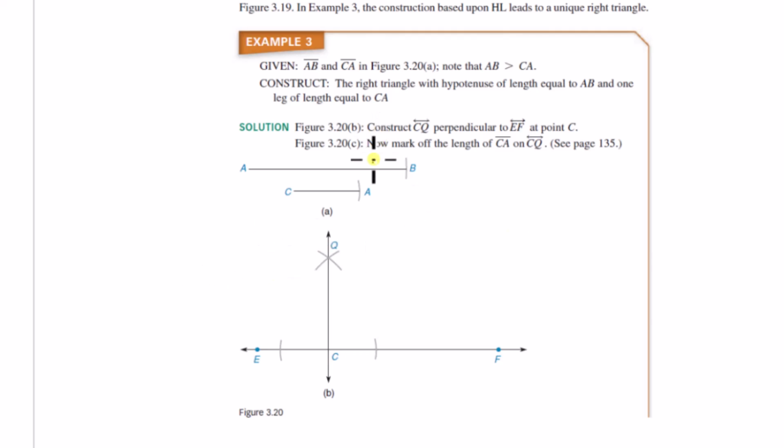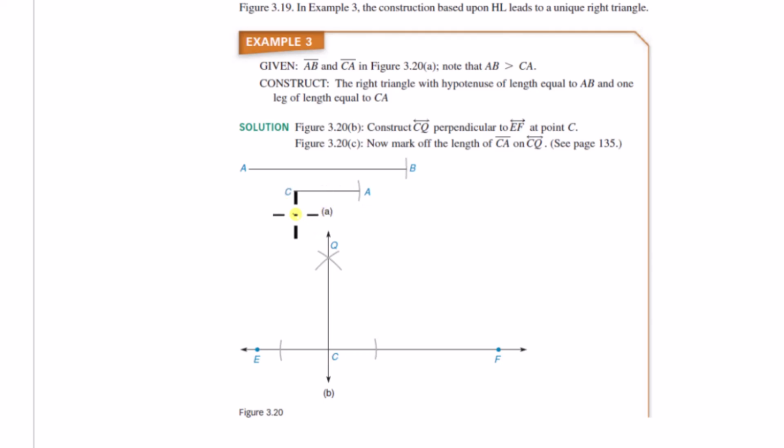So it starts by saying construct CQ perpendicular to EF at point C. We learned in one of the previous chapters how to construct a line that's perpendicular to another line going through a point. So they construct CQ perpendicular to EF at point C. Now it says mark off the length of segment CA on ray CQ.